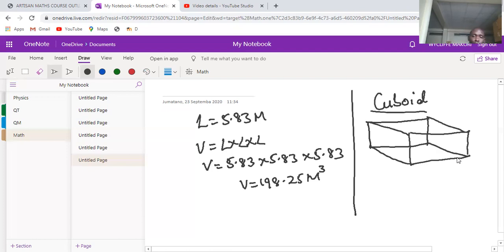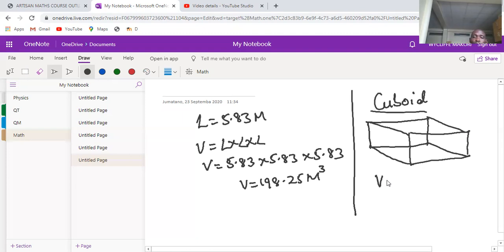Like that. That is a cuboid. This face here is the same as the face on the other side. This face that is here is the same as this face on the other side. And the top is the same as the bottom. So the faces are rectangular in shape.